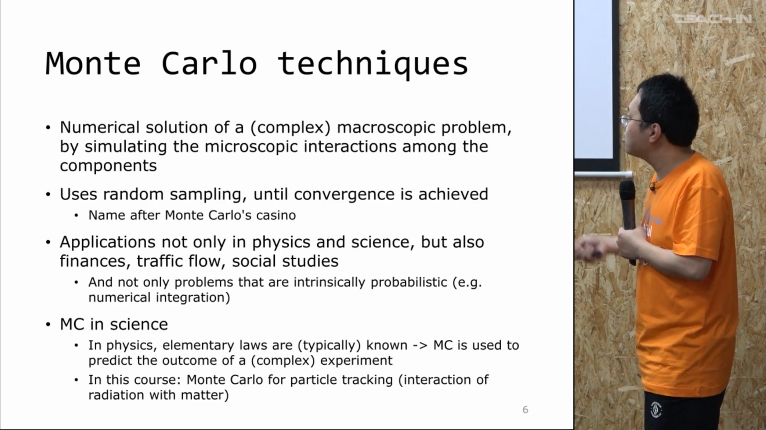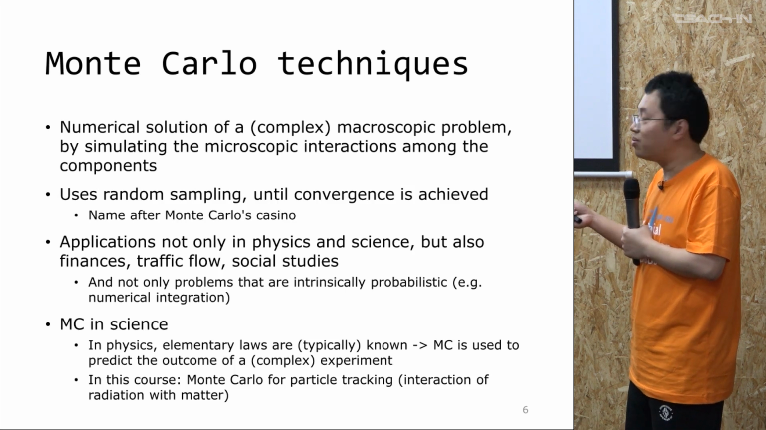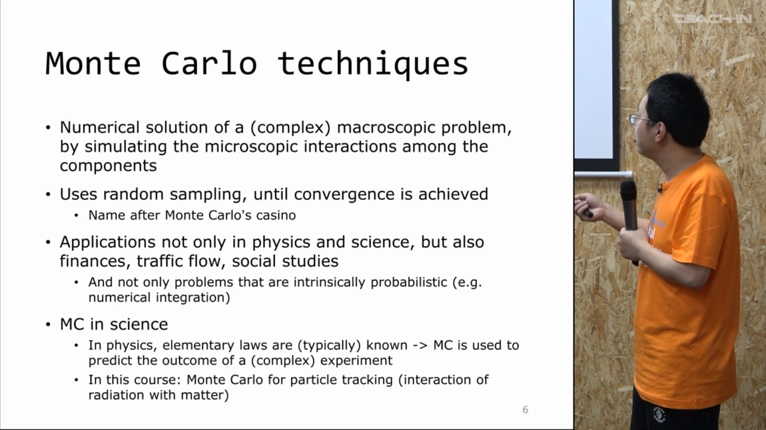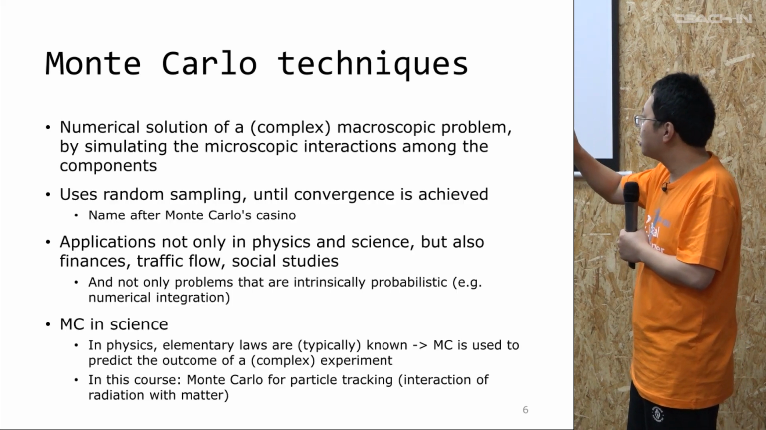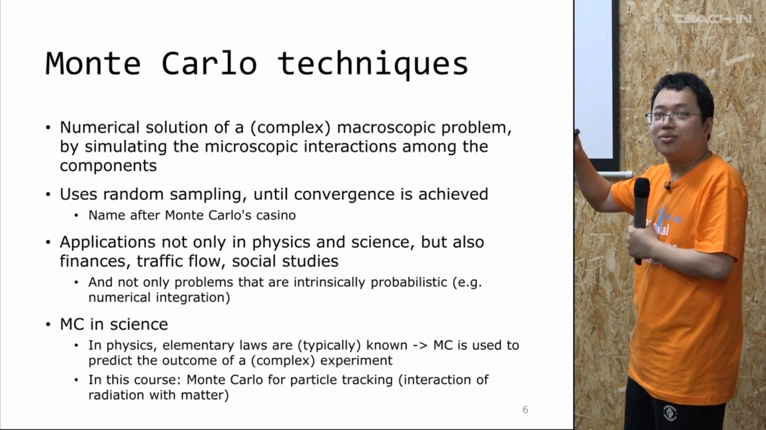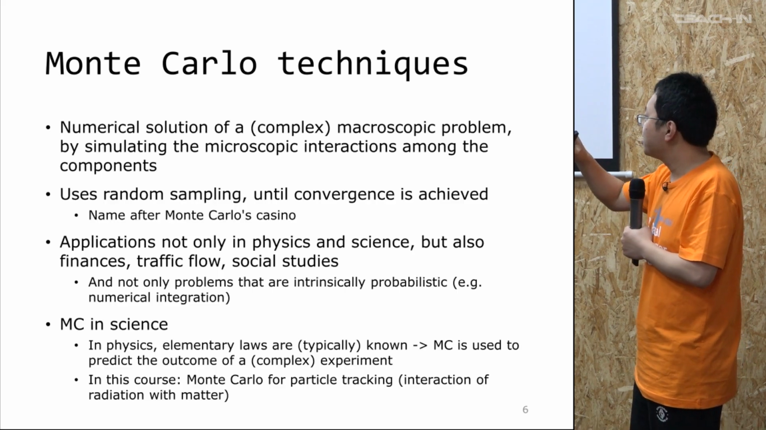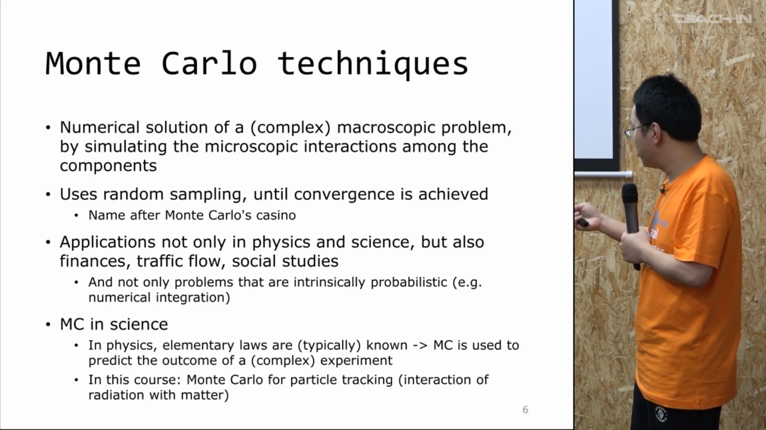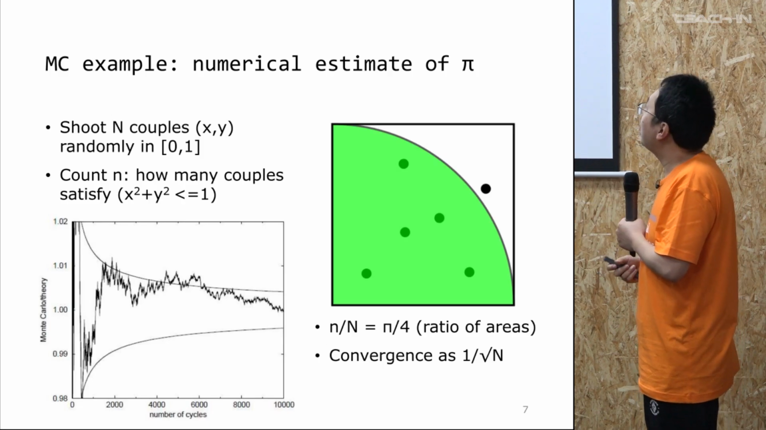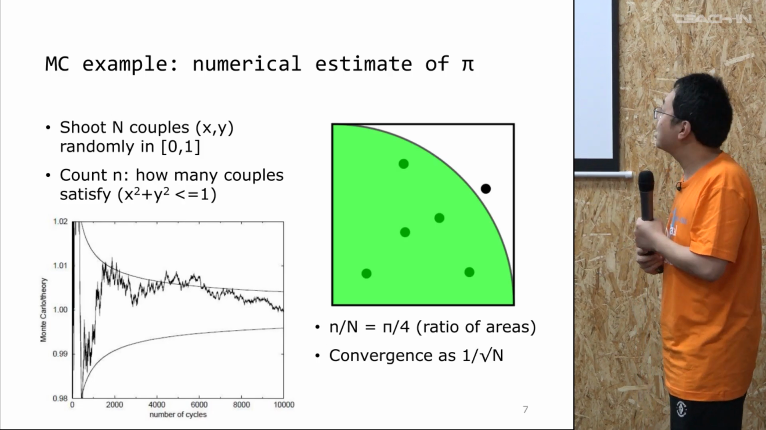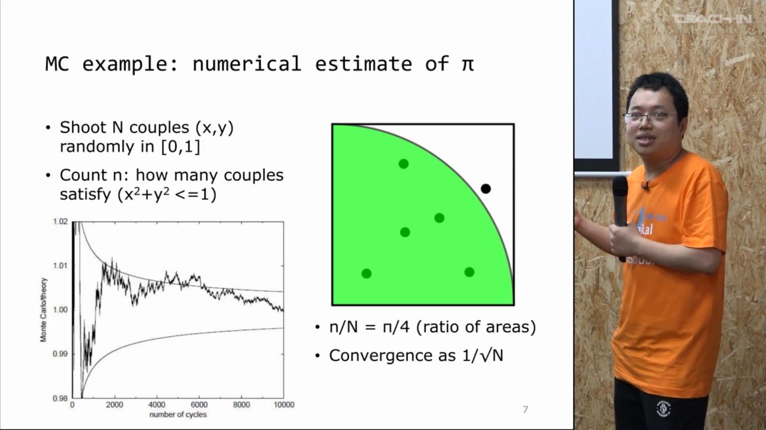This is quite important. In this course, we are using Monte Carlo for particle tracking. That means we simulate a particle and let this particle interact with the material, the matter. This is what we do here. And this is an example of Monte Carlo. You can use the Monte Carlo technique to estimate pi.